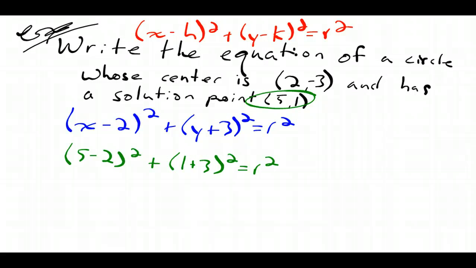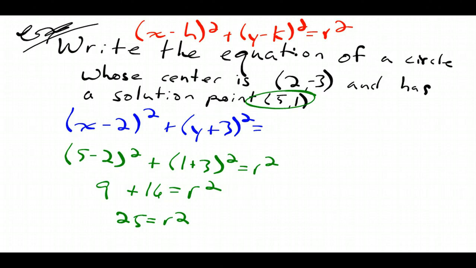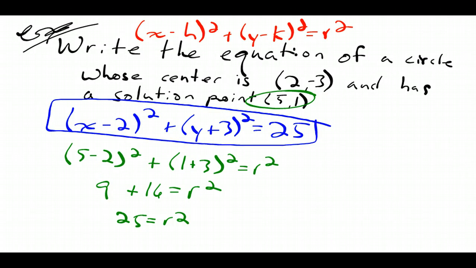5 minus 2 is 3. 3 squared is 9. Plus 1 plus 3 is 4. 4 squared is 16 equals r squared. So 25 equals r squared. So just put that back into your equation. I'm just going to get rid of this r squared, and instead, I'm going to put 25. And there she is, in all of her glory.